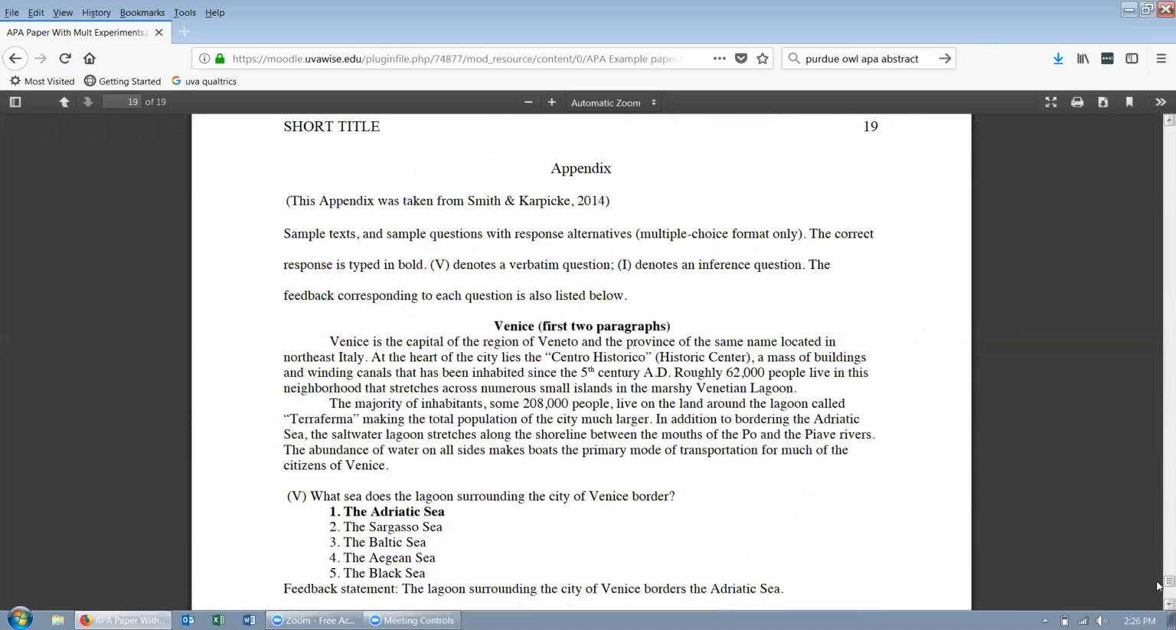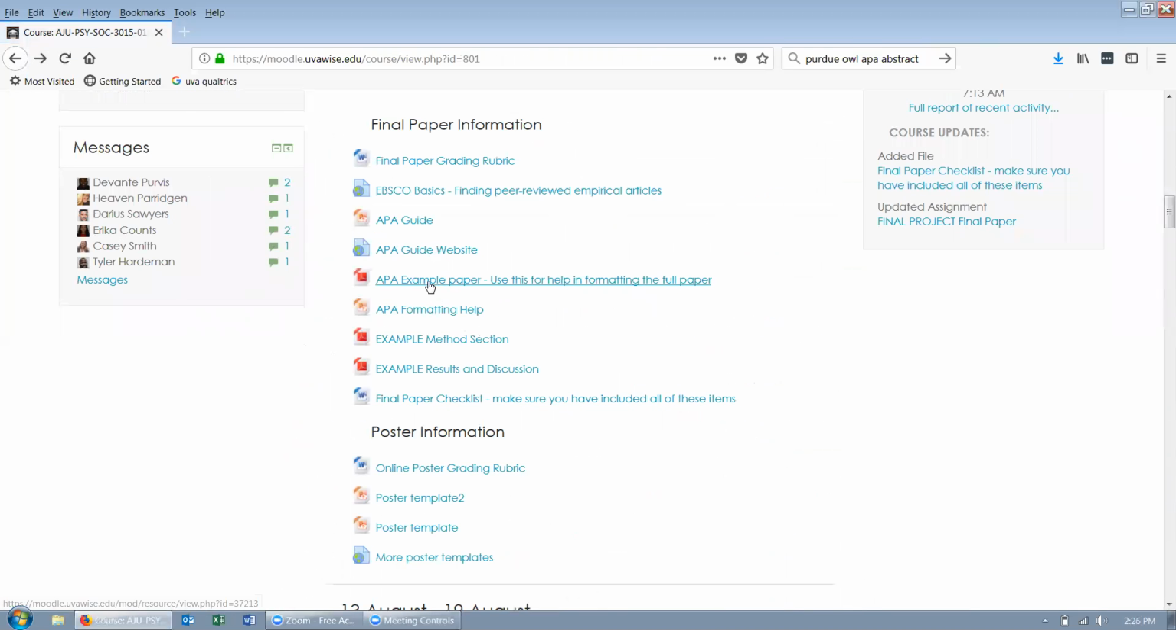I do talk about the appendix in the recording of the live lecture, so if you haven't watched that already, go back and watch that. But this is a useful guide for all of those formatting details. So that's this APA example paper. Again, the content is not the same as what you're doing, but the formatting should be. And then also I have this APA formatting help that's a PowerPoint that walks you through step-by-step in Microsoft Word how to do all the details of formatting. So these two sources help you with how to do APA format in terms of how do you space things, what goes on your title page, things like that.